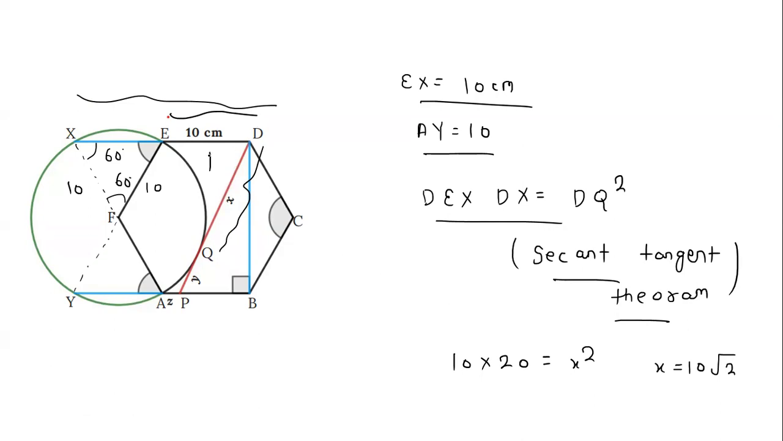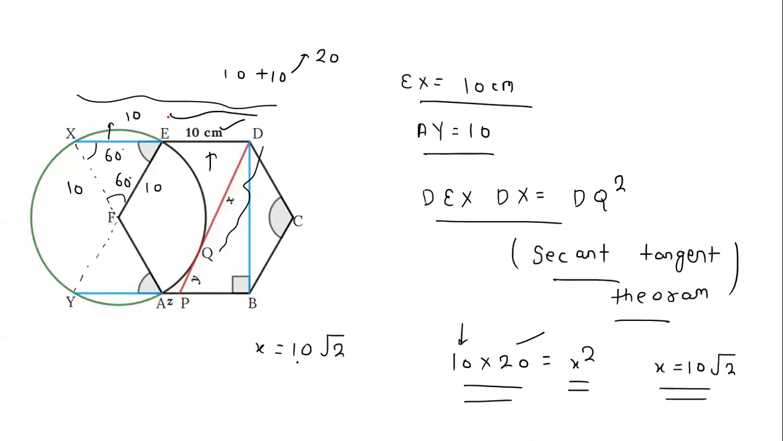So DE length is 10 and DX length will be this 10 plus this length, which will also be 10. So 10 plus 10 will be 20. So 10 multiplied by 20 is equal to this DQ, which is x, so x square. So from here you can get the value of x as 10 root 2. So this is the DQ length.